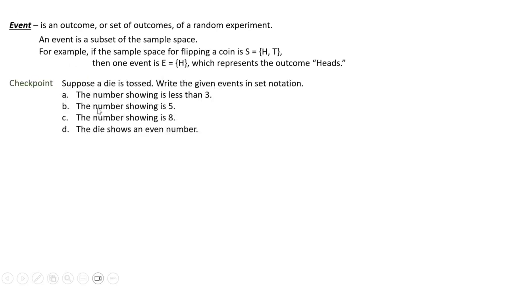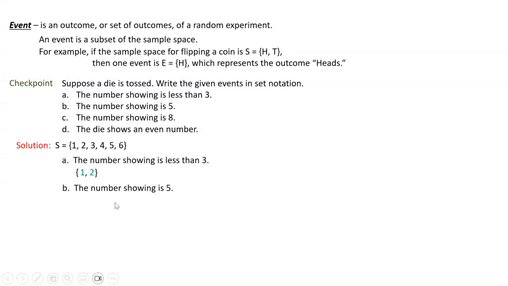Okay, now checkpoint. Suppose a die is tossed. Write the events in set notation. A: the number showing is less than 3. This is my sample space. A die showing less than 3 is going to be the 1 and the 2, not 3, because it's saying less than 3. So the answer will be the set with elements 1 and 2. That's my event. Now for B, the number showing is a 5. There's only one 5, so the event will just be the set with a 5.